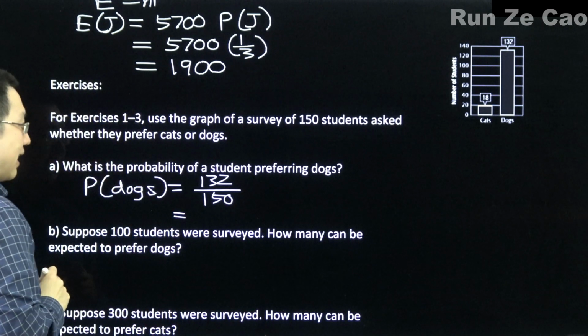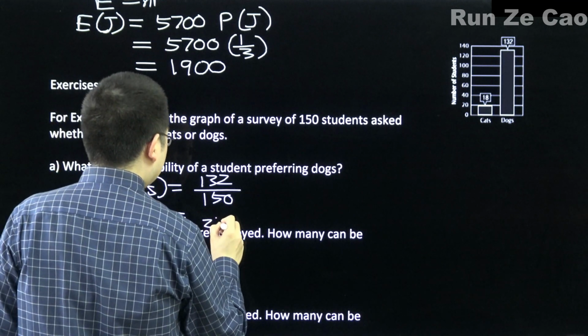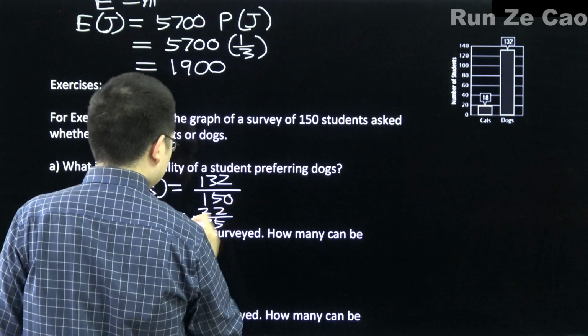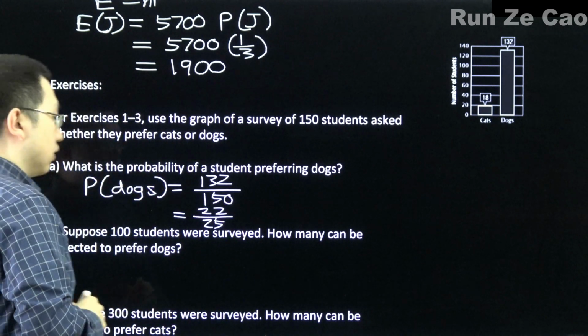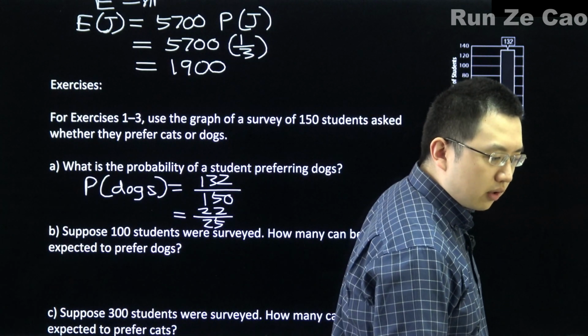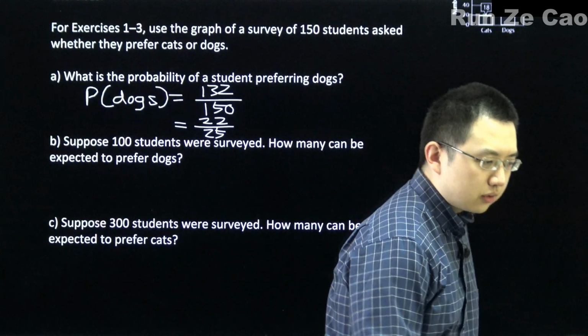Well, if we divide everything by 6, we would get over 25. And up here, we would get 22. 22 over 25. Now, suppose 100 students were surveyed. How many can be expected to prefer dogs?